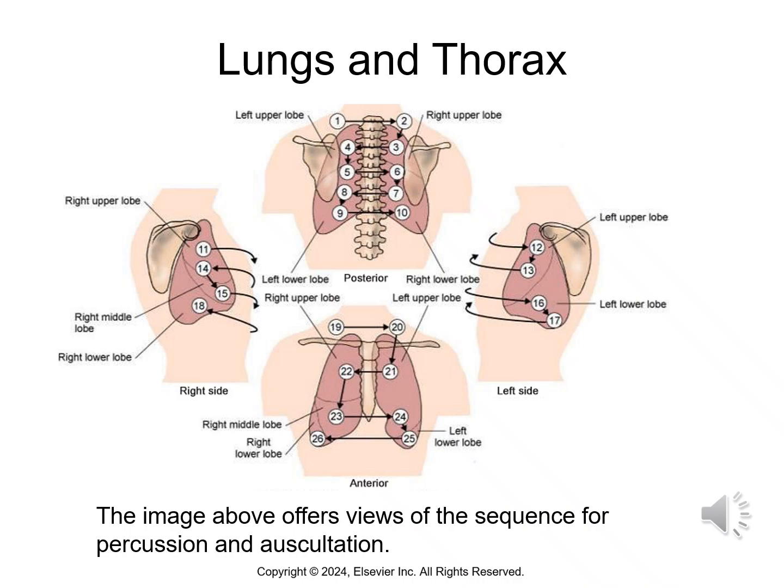So again, in regards to our assessment, it's really imperative that we know where to assess our patient as far as their lungs and their thorax. This image offers a view of the sequence of percussion and auscultation. So it's good when we're trying to think about how to listen to those lung sounds, how to auscultate, and where to percuss in the proper order.